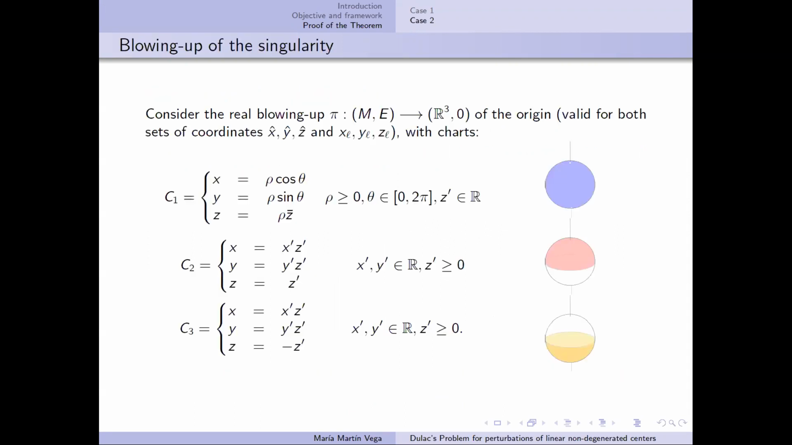Well, first we blow up the singularity. We do a real blowing up. This means that the blown up space has a boundary, and the boundary is the divisor, which is diffeomorphic to a sphere. This divisor is representing the direction of all the half lines that cross the origin. In this first chart, we are covering all the divisor except 2 points that are the north and south pole of the sphere. And secondly, we use the charts C2 and C3 to study the points that are not being covered by this first chart.